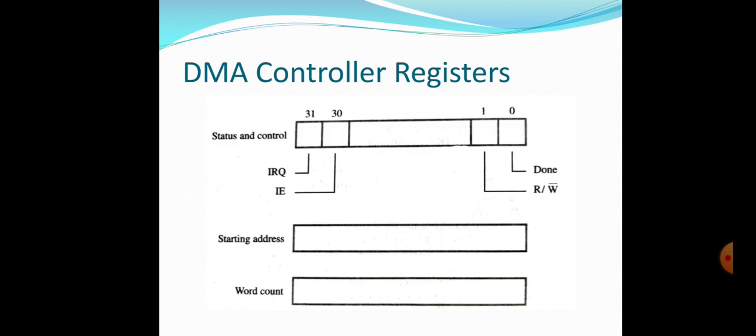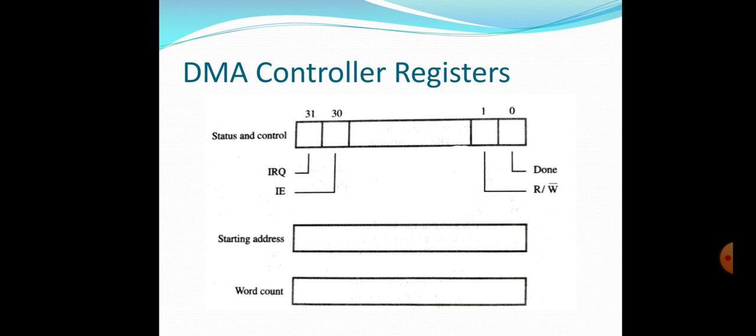Next is the DMA controller registers. What are the registers that are involved in these DMA transfers? We have three important registers. One is the starting address register, which stores the starting address. Then the word count register that stores the number of words to be transferred, and the status and control register, which records the status and control information.